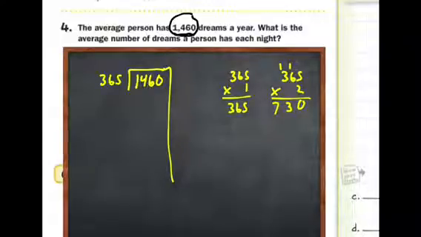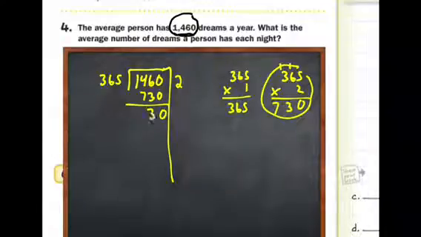So I'm really just going to use this fact. I know 365 goes 2 times, which is 730. When I subtract, 14 minus 7 is 7, I'm down to 730. So 365 goes 2 more times into that, which is 730. Down to 0, guess what? That's pretty quick. Your answer is 4.